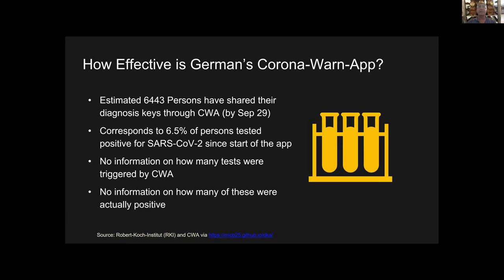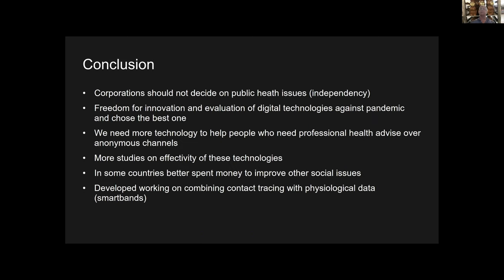So with that, I think I'm coming to the conclusion. My conclusion is the following. These Corona app developments are very good. We can make papers, we can do all these things, and we can compete with each other. However, the effectiveness compared to the costs is very low. This is my personal view. This is not the view of Technical University Darmstadt or any other company we've worked with.